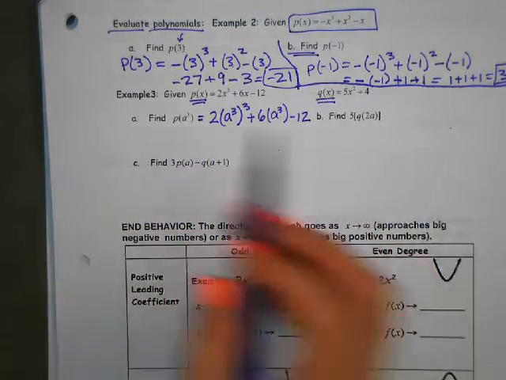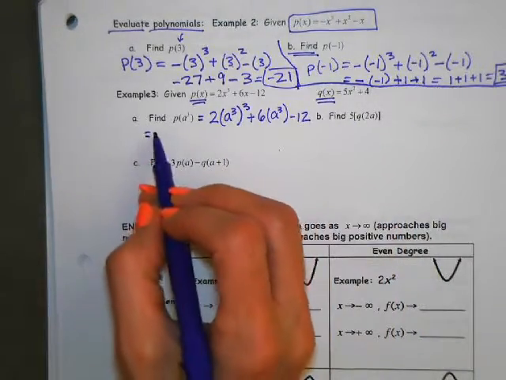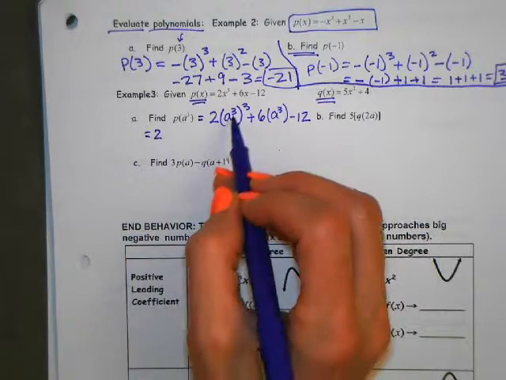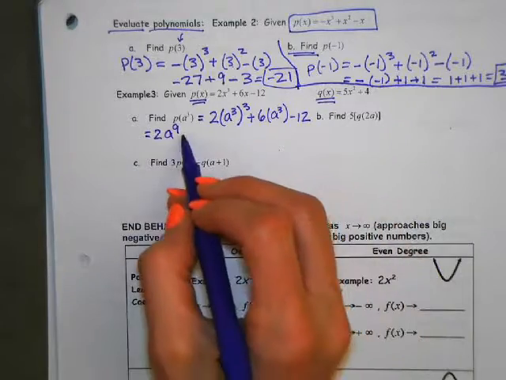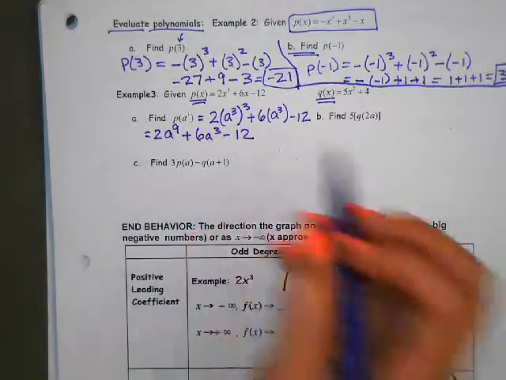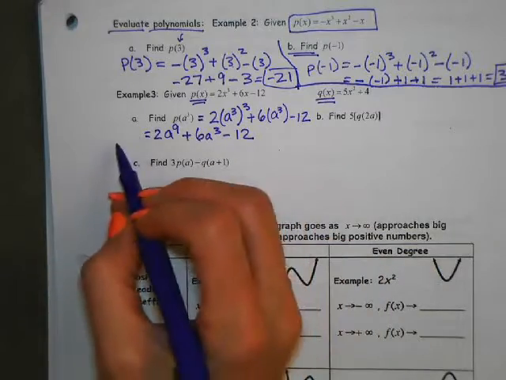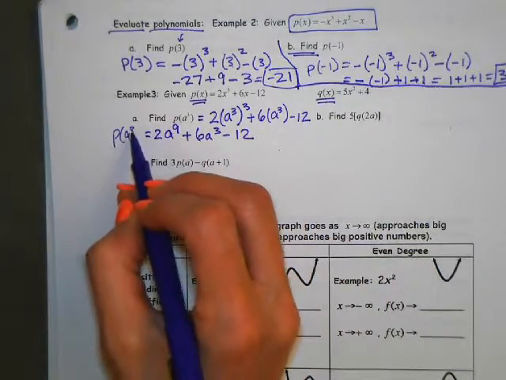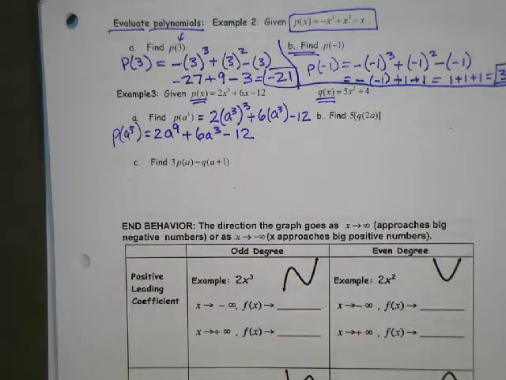Okay? And so now I multiply through. I'm going to do my exponents first. So I'm going to get 2 times a cubed to the cubed, which is going to be a to the 9th. And then I have plus 6a cubed. And then I have minus 12. Okay? And so then that's the answer. Like you have a new function. Does that make sense what I just did? Okay.